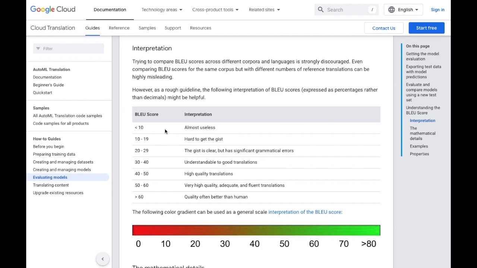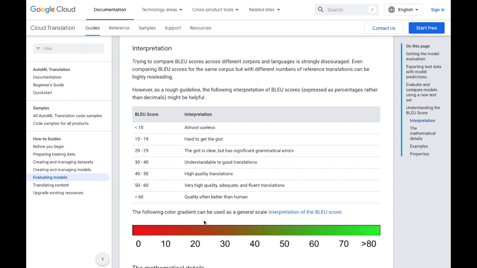For example, a score less than 10 means that the interpretation is almost useless. 10 to 19, it's hard to get the gist of it. 20 to 29, where the gist is clear, but it does have significant grammatical errors. 30 to 40 roughly translates to understandable to good translation. 40 to 50 is high quality. 50 to 60 is very high quality, so this would be an adequate and fluent translation score. Greater than 60 on this score says loosely that the quality could be better than human.